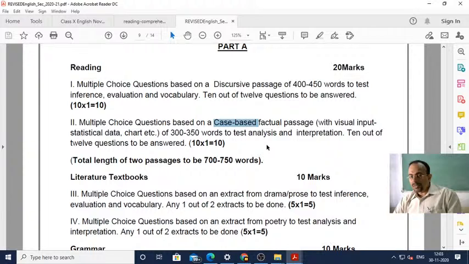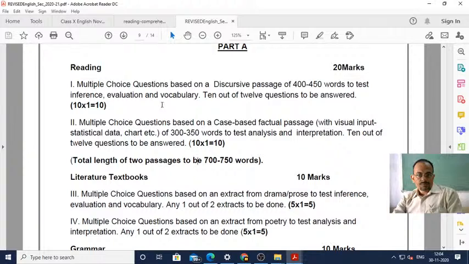So first the passage will be given, you've got to read the passage, understand the passage well, and then you've got to answer based on the chart and statistical data whatever is given to you, and the passage will be based on a case study. Okay, so this is question number 2, the 10 mark.